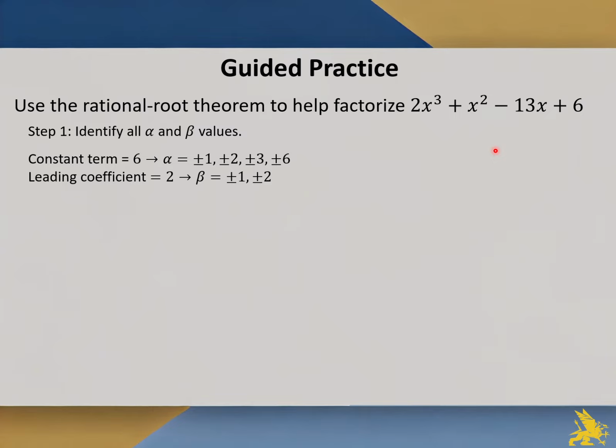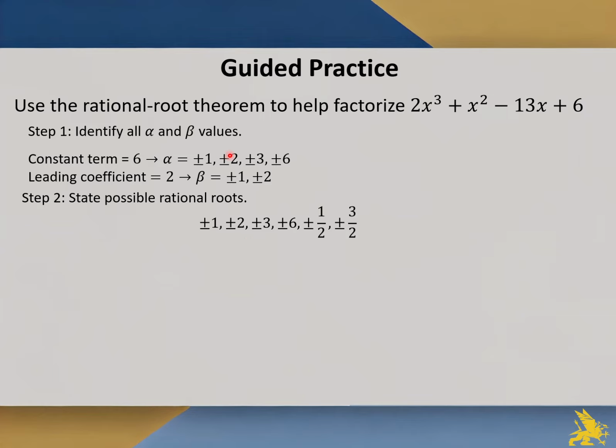So we've got 1, 2, 3, and 6, positive and negative. And our leading coefficient is 2, so we've got positive and negative 1 and 2. So if I want to state all the possible roots, I'm just going to start off by using 1 over 1, 2 over 1, 3 over 1, 6 over 1. So that will just give me my first 4, positive and negative.